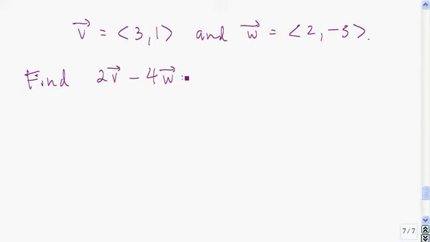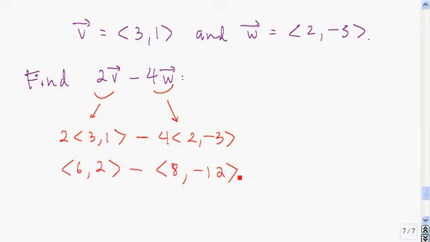Okay, why don't we end on this example? Press pause while you work on it. Okay, so we want to multiply the vector v by 2, the vector w by 4, and then subtract those answers. So we get the vector 6, 2 minus the vector 8, negative 12. And that is the vector negative 2, comma, positive 14. Okay, we have 2 minus a negative 12, which is a positive 14.